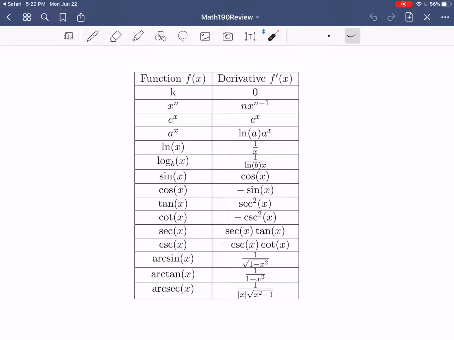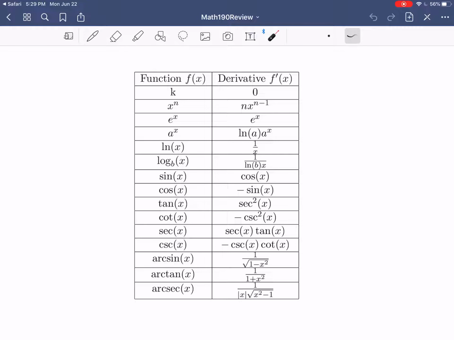make sure you know. Derivative of arcsine is 1 over the square root of 1 minus x squared. Derivative of arctangent is 1 over 1 plus x squared. And the derivative of arcsecant is 1 over absolute value of x times the square root of x squared minus 1. A couple little things. Some of these are really interesting, so I just want to take a moment to mention a couple things here.